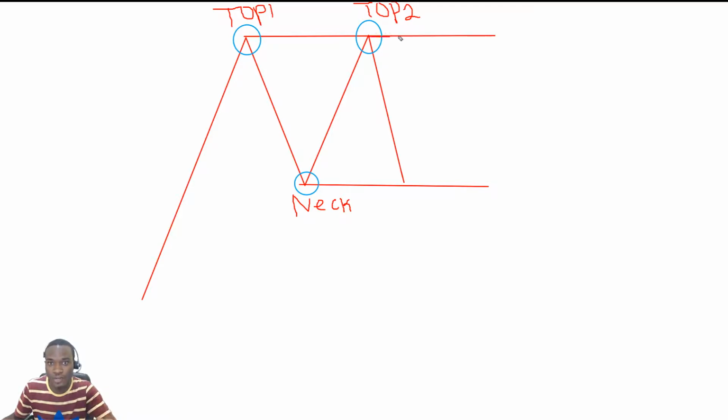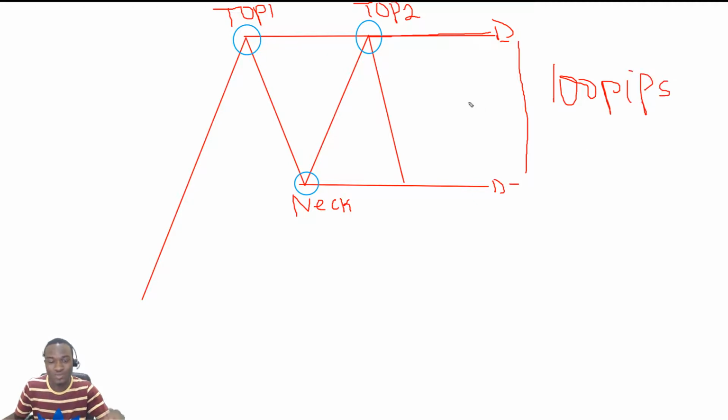Measure from this zone the length, that is the distance from this zone right here to the neckline right here. So if the distance from this second top right here is, let's say, 100 pips, okay, 100 pips, then it means your take profit target from this breakout zone right here should be close to 100 pips.